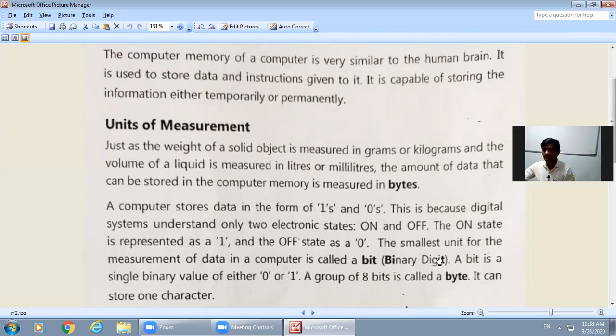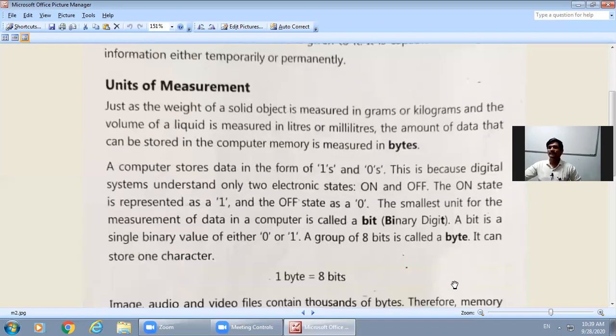A bit is a single binary value, either 0 or 1. A group of 8 bits, keep in your mind, a group of 8 bits is called a byte. 8 bits equal a byte. If 8 ones and zeros are combined, that is called a byte. It can store one character. If you want to store a single character or single digit, it will be stored in a single byte. Means if you want to store one character in a computer, how much memory is required? 1 byte. So keep in your mind.